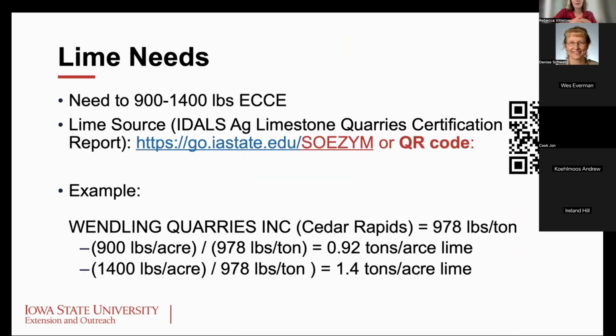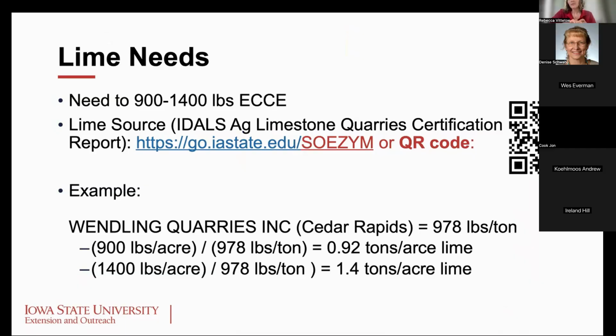So one thing with lime, just like when we think about even some of our other fertilizer products, whether it's potash or MAP or DAP, it's not going to be 100% of the actual thing. So we know we need between 900 to 1,400 pounds of the effective calcium carbonate equivalent. Then we need to know how much lime we need to actually add. We need to know where that lime is coming from.